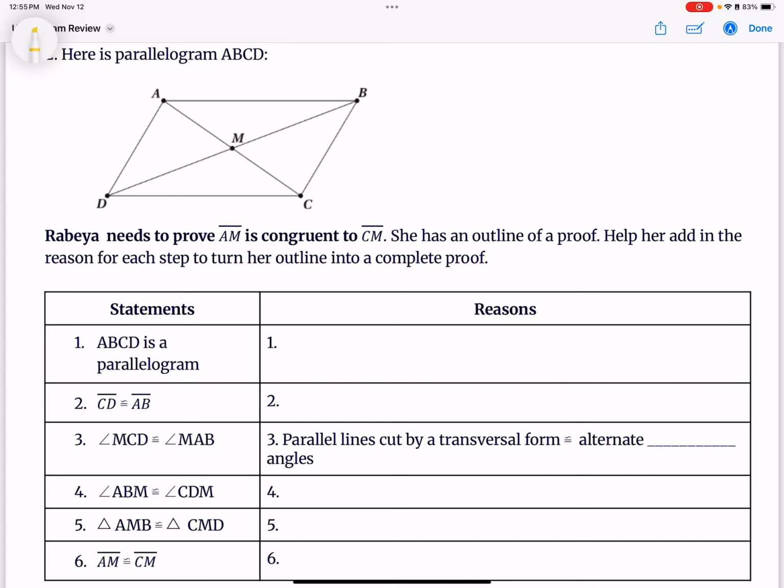Here's a parallelogram ABCD, where Rabia needs to prove line segment AM is congruent to line segment CM. She has an outline of a proof. Help her add in the reason for each step to turn her outline into a complete proof. So I'm just going to highlight the line segments that Rabia wants to prove are congruent. Line segment AM is right here, and line segment CM is right here.